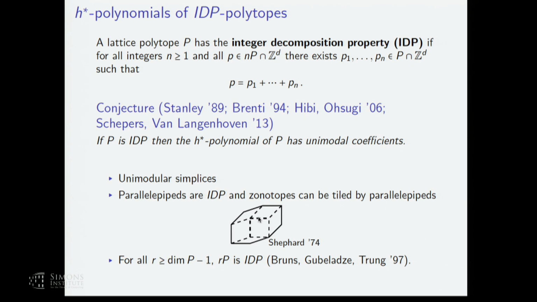And zonotopes have this really beautiful property, which was first realized by Shephard, that you can tile them by parallelepipeds. And if you have a union of IDP polytopes, then the polytope is again IDP. So also zonotopes are IDP. And it was shown by Bruns, Gubeladze, and Trung that if you start with an arbitrary lattice polytope and take a large dilate, then it also becomes IDP. They gave a bound of dimension of P minus 1. So when you take a large enough dilation factor, then you're automatically IDP. In that sense, these two classes of examples that I want to show you fit into this context.